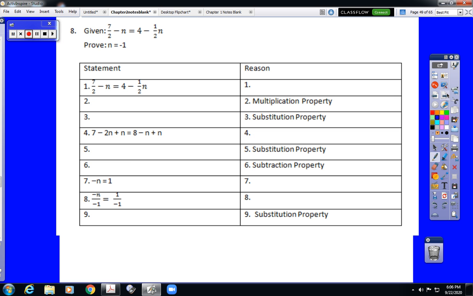Okay folks, this video is going to show two additional algebraic proof examples, number 8 and number 10 from your algebraic proofs packet. That will give you 5 examples that we did together in class and leave you with 7 examples to complete on your own as classwork.